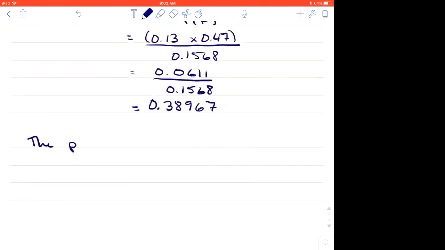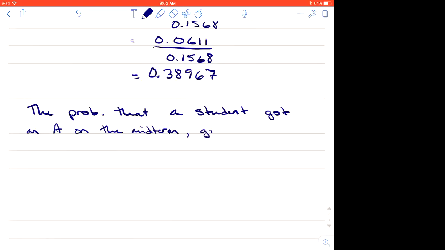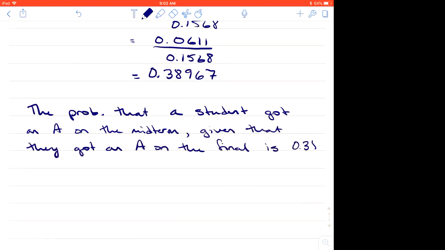So the probability that a student got an A on the midterm, given that they got an A on the final, is 0.3896.